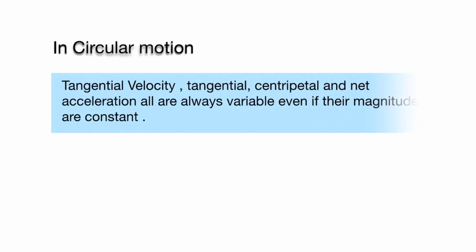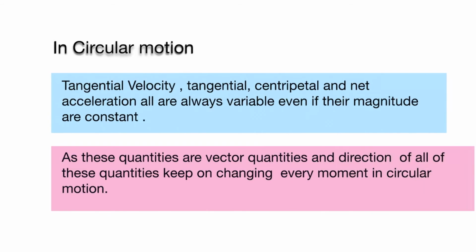Now, it is important to note that in circular motion, the tangential velocity, and the tangential, centripetal and net acceleration are all always variable, even if their magnitudes are constant. And this is because these quantities are vector quantities and the direction of all of these quantities keeps on changing every moment or every instant of time in circular motion.